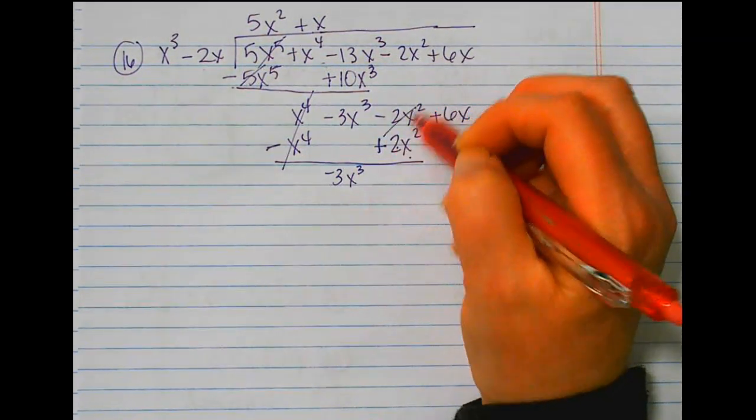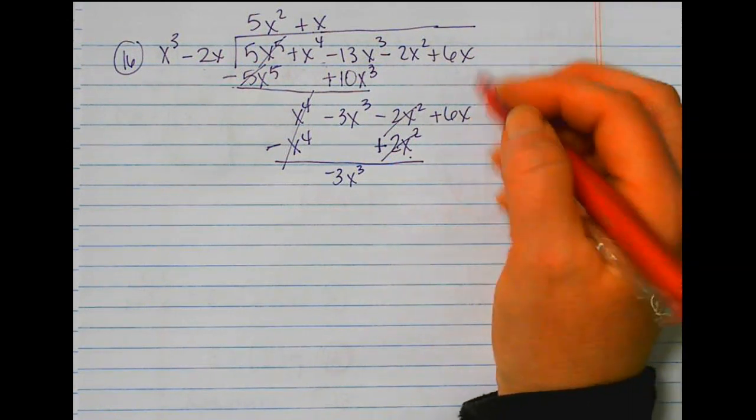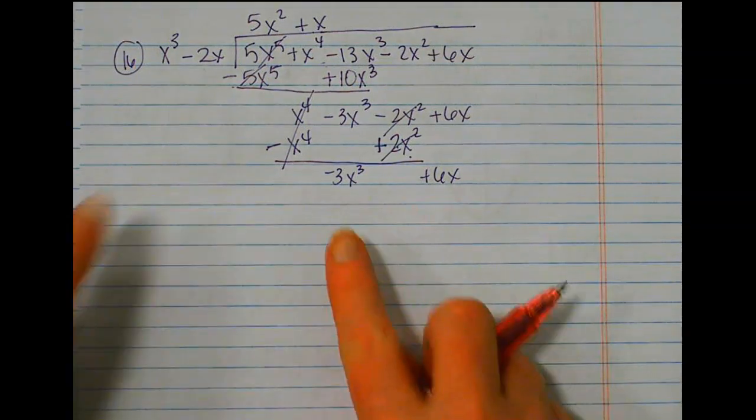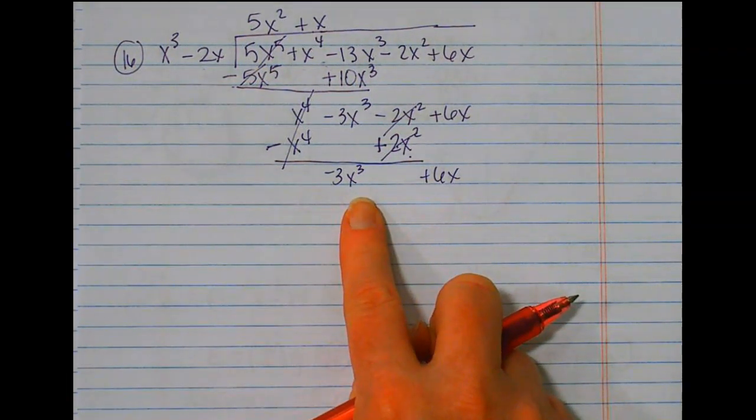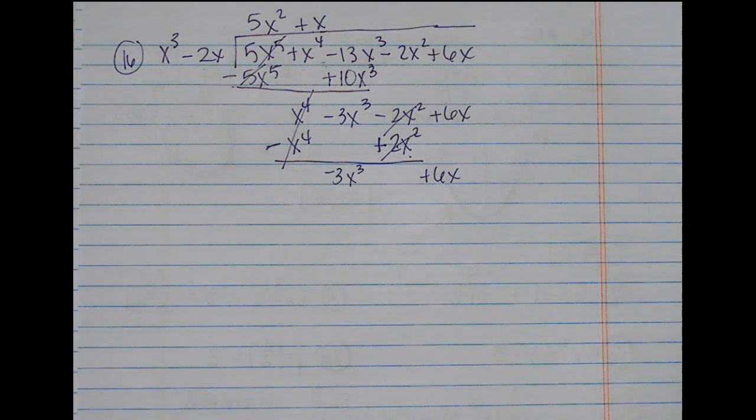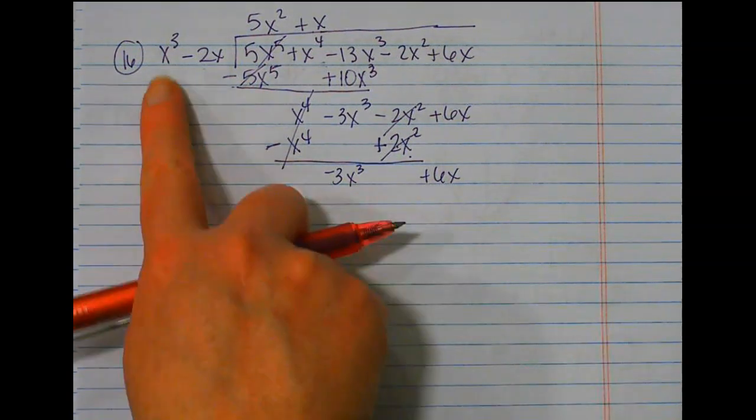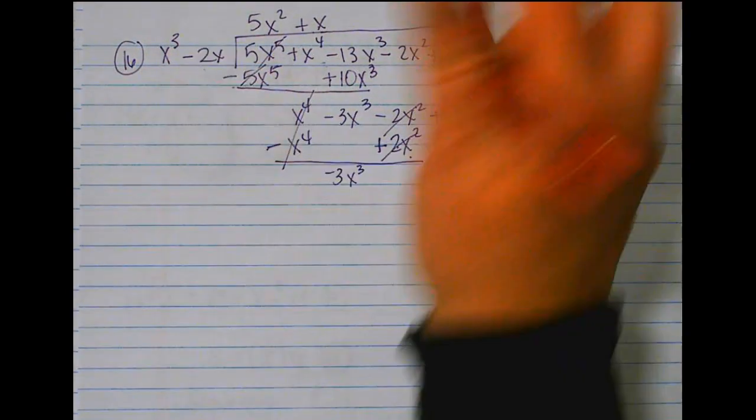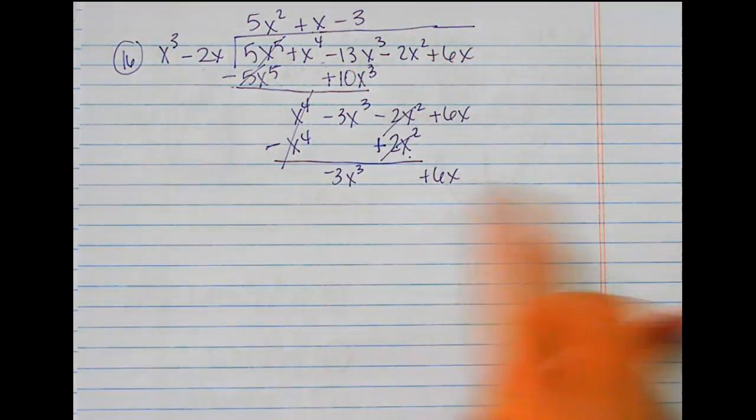These cancel. And then bring down 6x. Can I divide these again or am I done? One more time because they're the same degree. So I could multiply this one by negative 3 and have something that works.